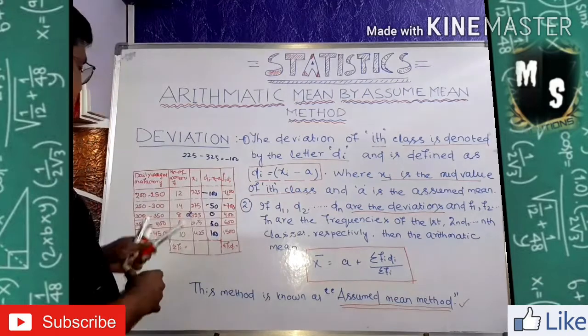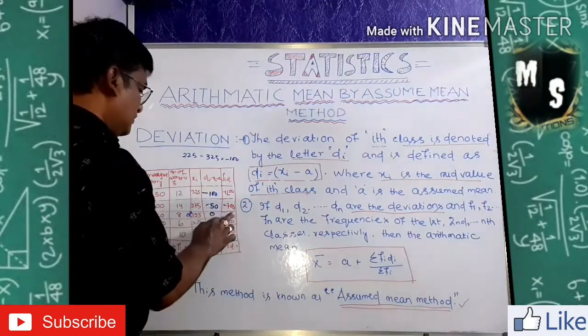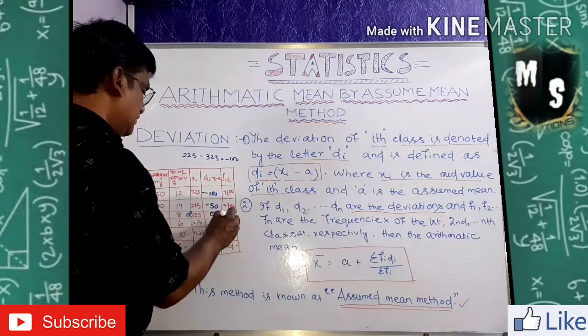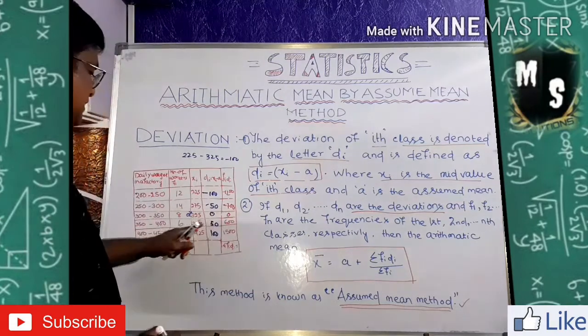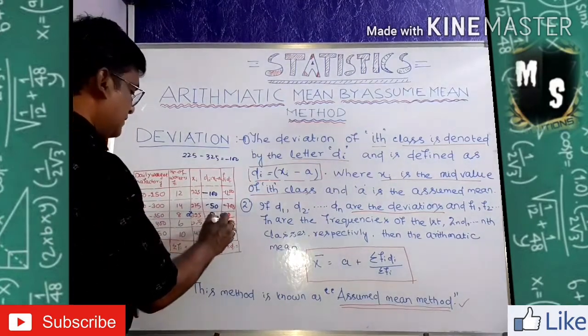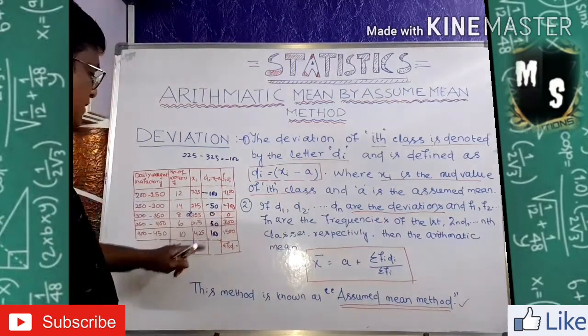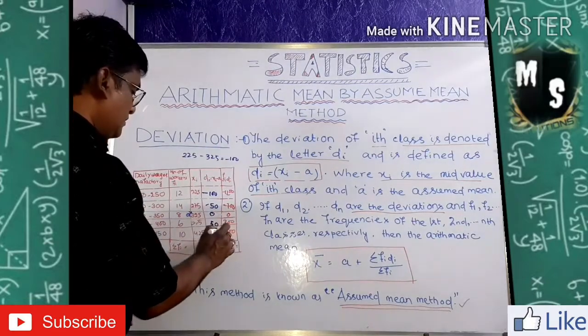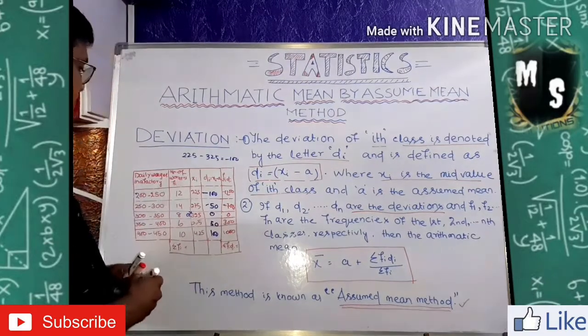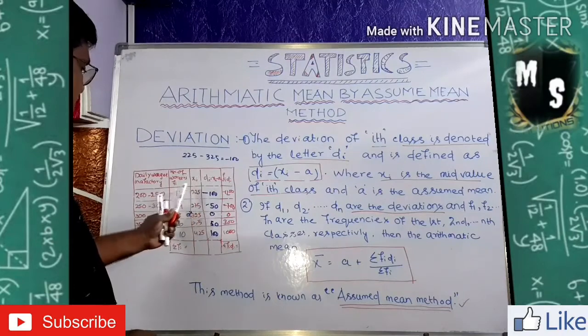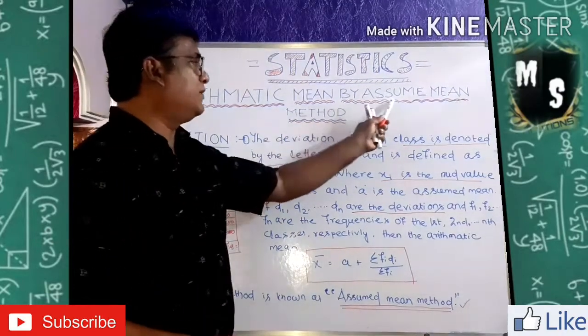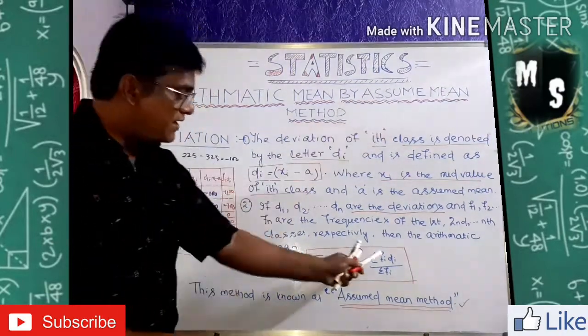Okay. Now it is 8 into 0, so this column is coming 0. Now it is 6 into 50, it is 300. Now 10 into 100, it is 1000. Clear? Now you understood? fi into di. So for the assumed mean method, you need fi into di.